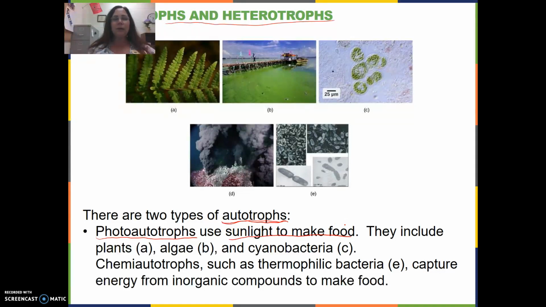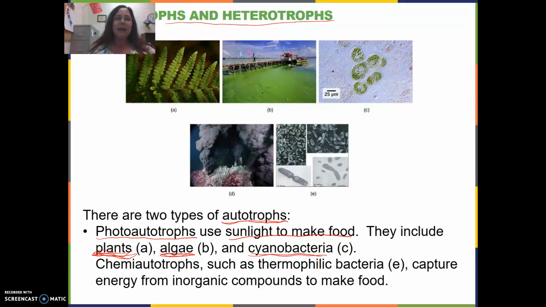And they're going to include plants, as well as some organisms that can carry out photosynthesis that are not in the plant kingdom. Algae are actually in the kingdom Protista, but they are in the domain Eukarya. And cyanobacteria, of course, are prokaryotic, so they are in the domain bacteria.